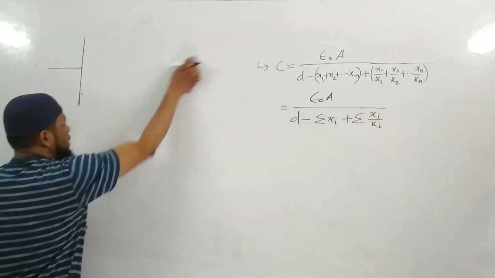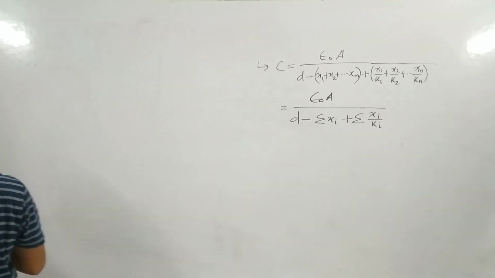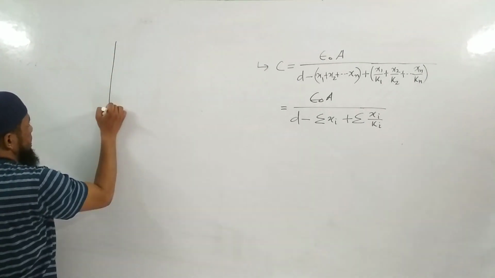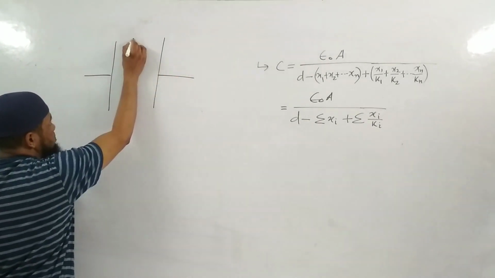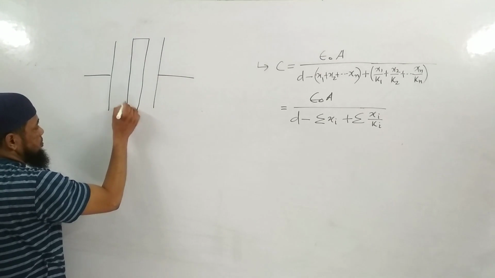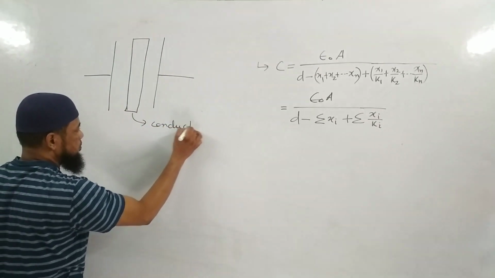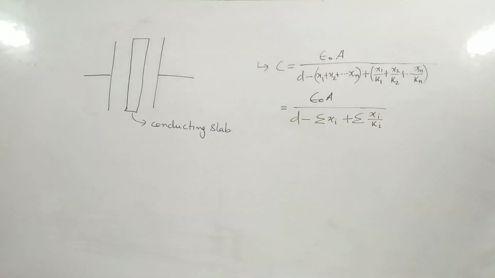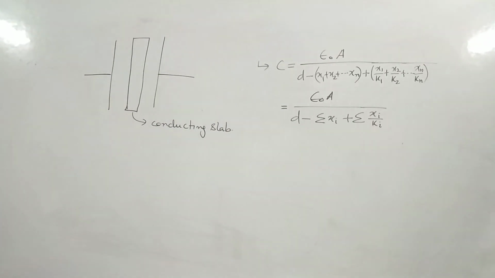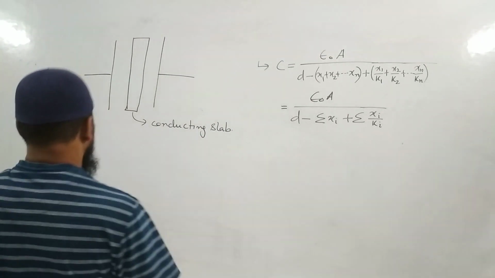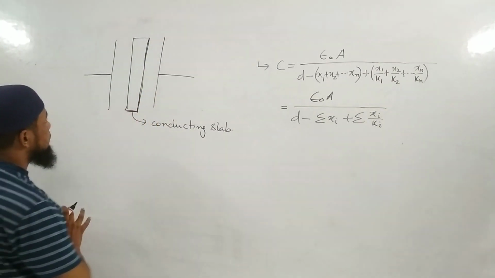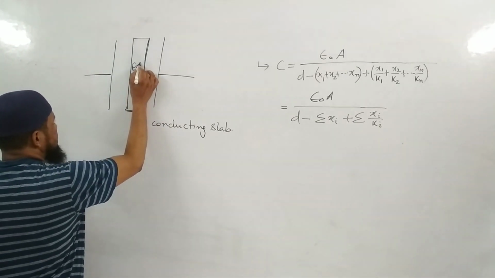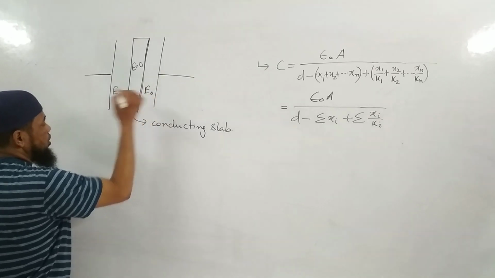Now, if this particular dielectric slab is replaced by a conducting slab, what will happen? If you replace it by a conducting slab, inside a conducting slab, electric field is 0. In this region, electric field E naught. In this region, electric field E naught.